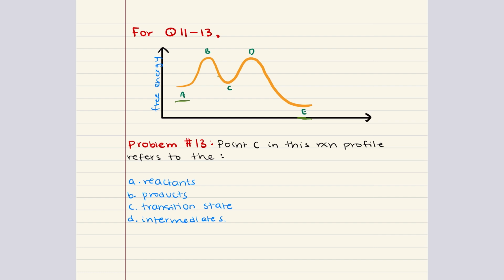C here, which is like this little valley, this is an intermediate. This is a species formed during the reaction that is not the final product. It is usually at a local minimum between two transition states. And that is what describes C. It is an intermediate. That means the correct answer for 13 is going to be D.